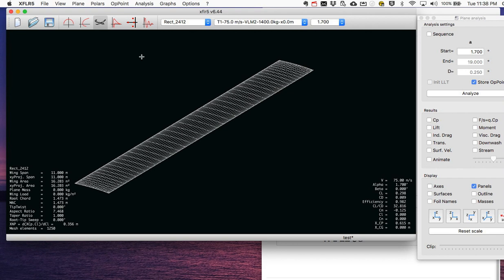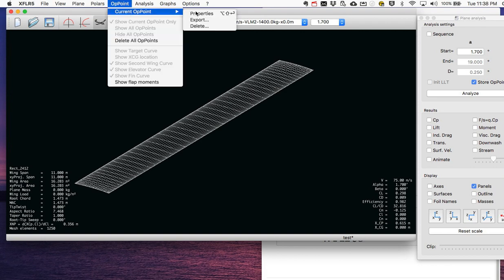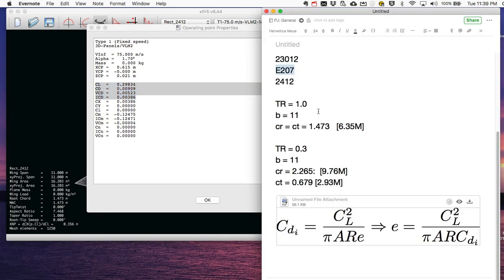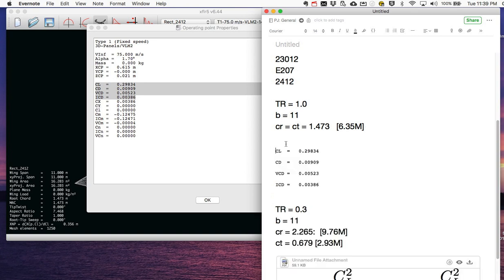We can also look at more accurate values if I go up to current operating point properties, and I can see here I have these values, which I'm going to copy and paste under our wing here. CL is 0.9834, so that's what we set it for. Basically 90 counts, 91 counts of total drag, which consists of 52 counts of viscous and 38 counts, or 39 counts almost, of induced drag. I'm going to stick this right here. This isn't the most organized thing, but that's okay.